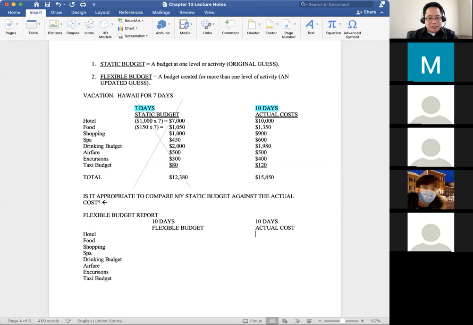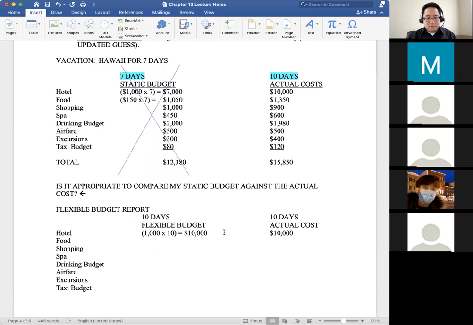Okay, so my actual cost for the hotel was 10,000. How much would it have been if I stay for 10 days? If it's 1,000 a night times 10, right? 1,000 a night times 10 should be 10,000. Okay, so then my budget for my hotel for 10 days should be 10,000. That's not bad if I actually spent $10,000.